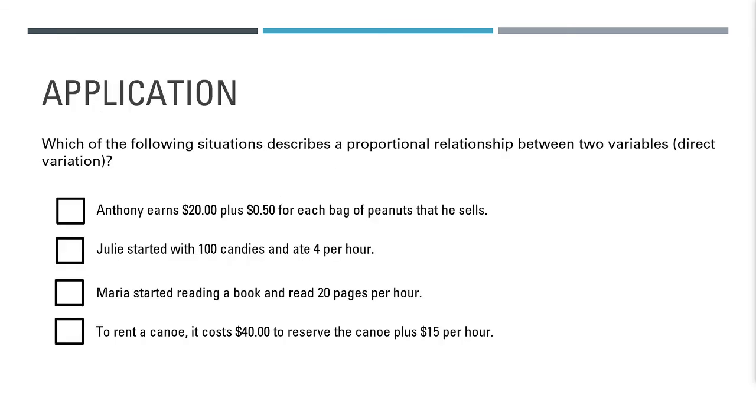The first question is this: which of the following situations describes a proportional relationship between two variables? Direct variation. Anthony earns $20 plus 50 cents for each bag of peanuts that he sells. Julie started with 100 candies and ate 4 per hour. Maria started reading a book and read 20 pages per hour. To rent a canoe, it costs $40 to reserve the canoe plus $15 per hour. Pause the video now and answer the question to the best of your ability.